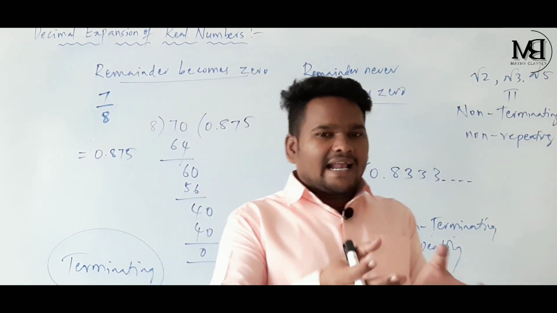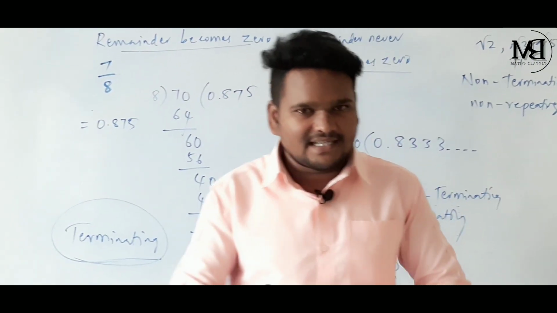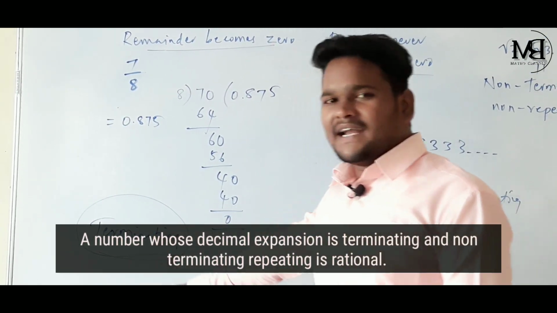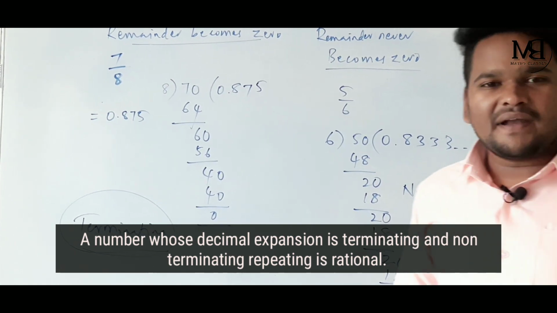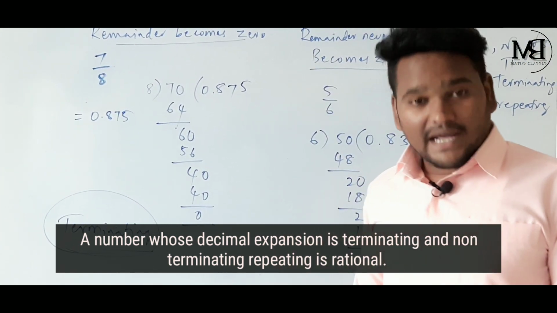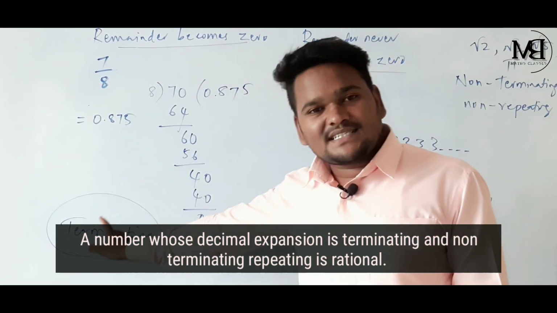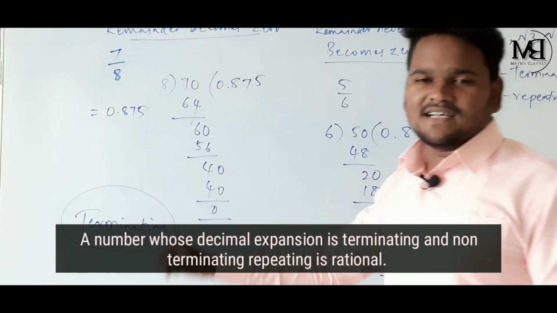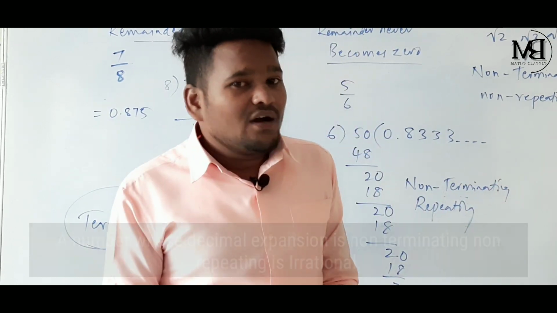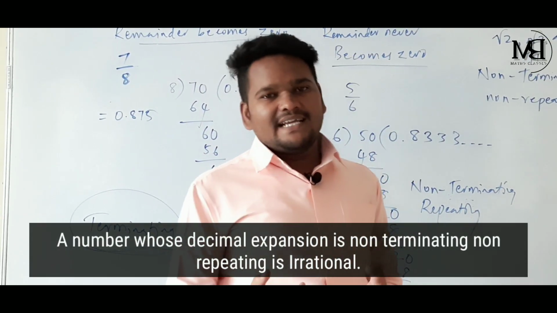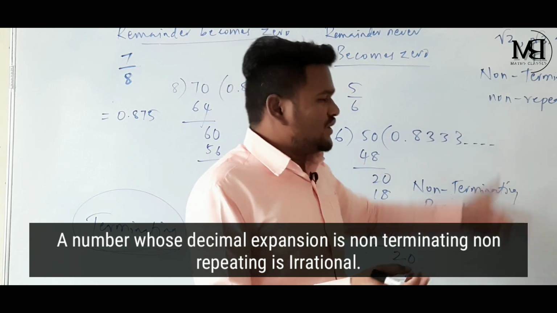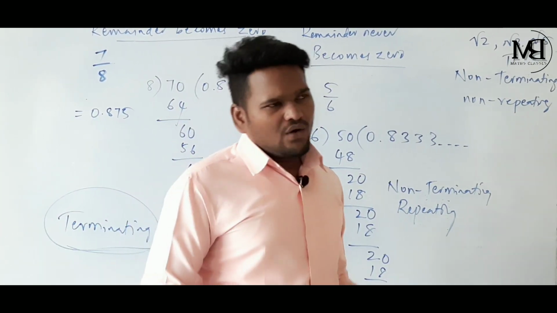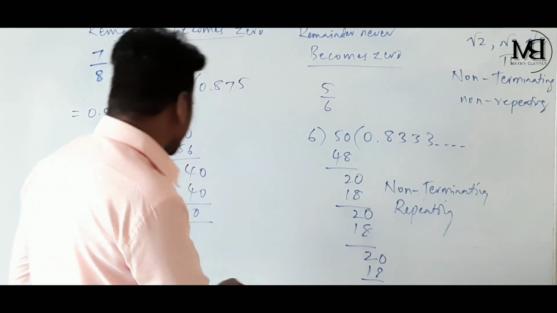Now we can define the rational numbers and irrational numbers like this. A number whose decimal expansion is terminating and non-terminating repeating is rational. And a number whose decimal expansion is non-terminating, non-repeating is irrational. Got my point?